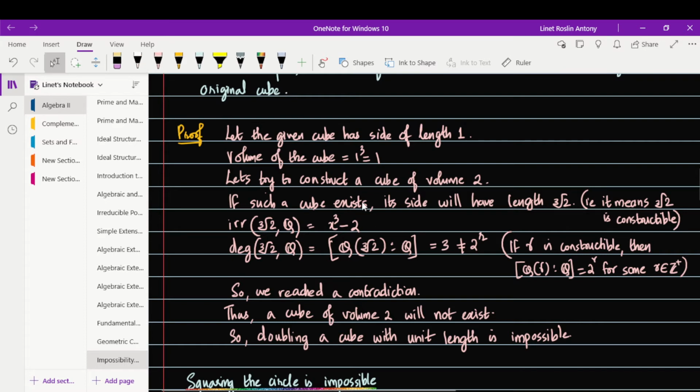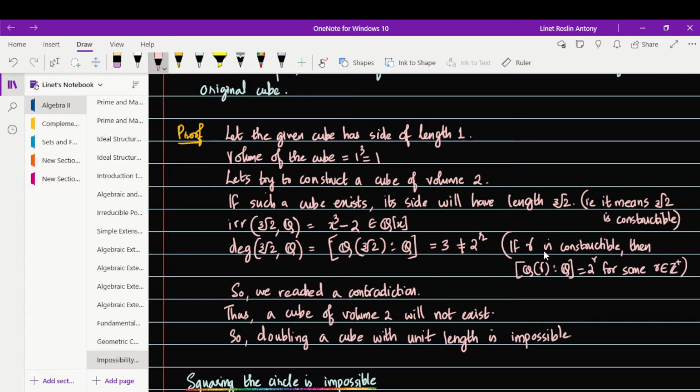Okay, that is belonging to Q of x, right? So that means the degree of that irreducible polynomial is 3. That is also equal to the degree of the simple extension Q of cube root of 2 over Q. Both of them are the same. We have proved that earlier. That is equal to 3.